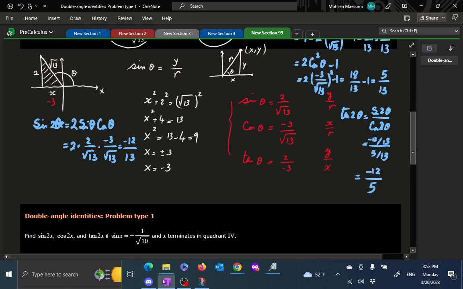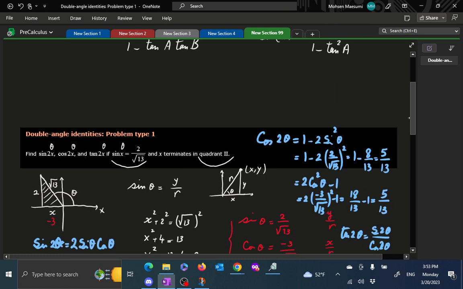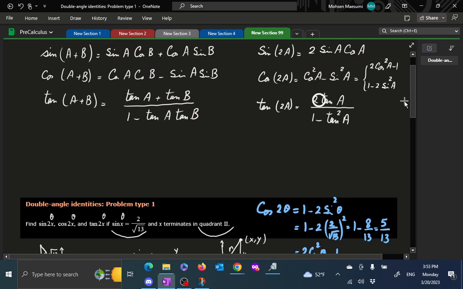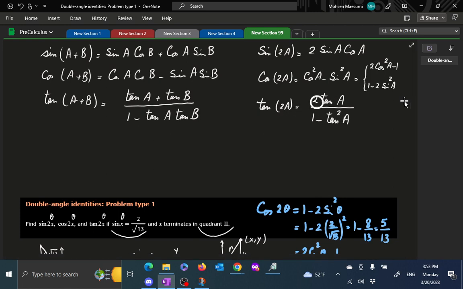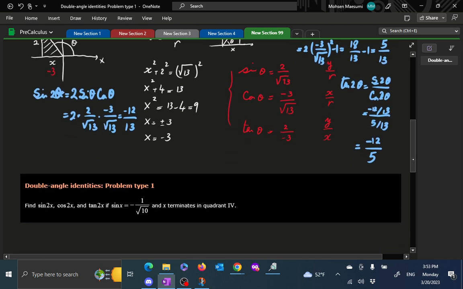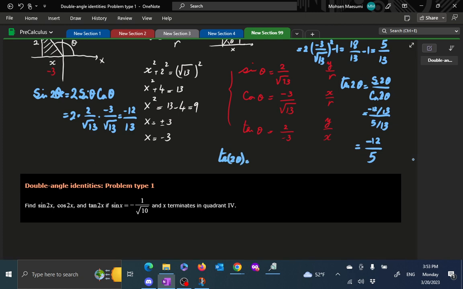Could I have done it some other way? Yes, I could have done it some other way, which is here's an alternate way of doing it. You want to get tangent of 2 theta. It's 2 tangent of theta over 1 minus tangent square. So let's do that. Tangent of 2 theta is 2 tangent of theta over 1 minus tangent square of theta, 2 over minus 3 squared.